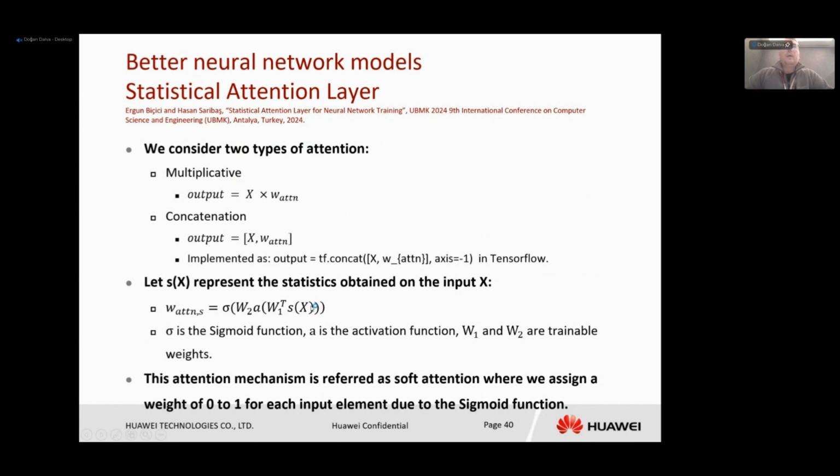And given Sx representing the statistics obtained on input x, we use a functional form given here in this equation, where W1 and W2 are trainable weights, Sx is the statistics, A is the activation function, and this last symbol is sigmoid function. This type of attention mechanism is referred as soft attention because we use the sigmoid, and this provides us a value from 0 to 1.